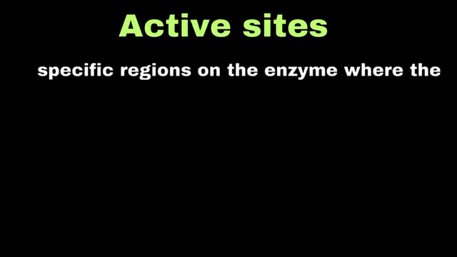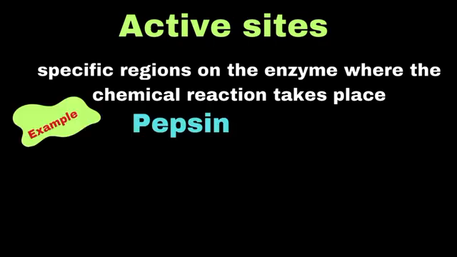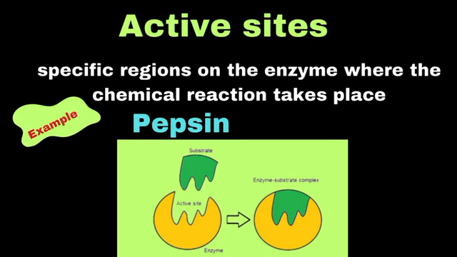happen without the enzyme. Moving to active sites, these are specific regions on the enzyme where the chemical reaction takes place. Let's understand this with the example of pepsin, a digestive enzyme. Pepsin's active site contains specific amino acids arranged in a way that can break the bonds in protein molecules. This arrangement is so specific that if we change even one amino acid in the active site, the enzyme might stop working completely. Finally, let's explain enzyme kinetics.